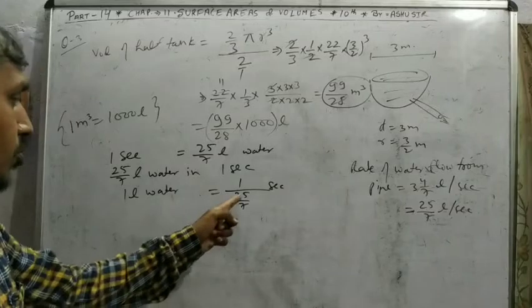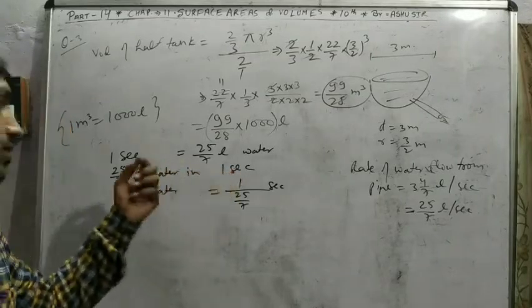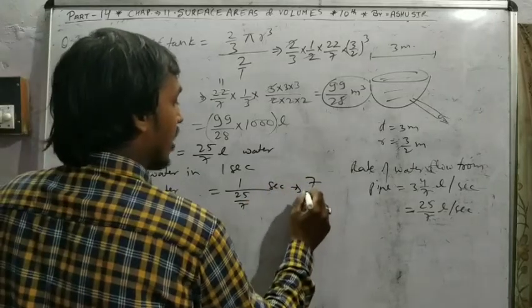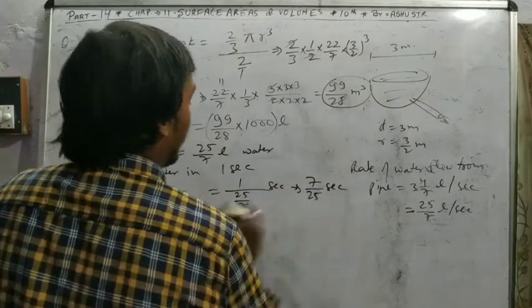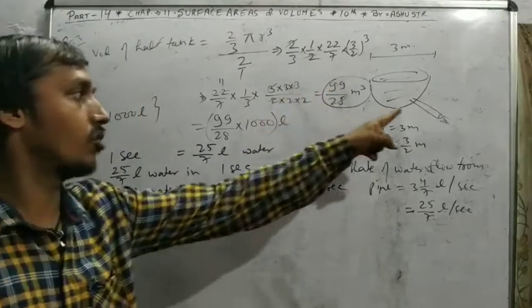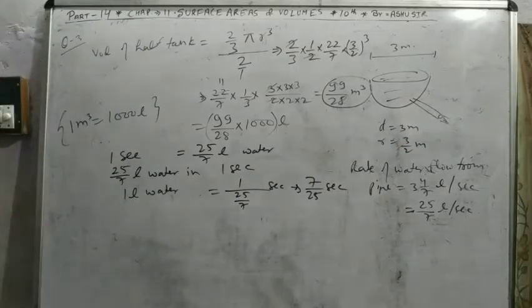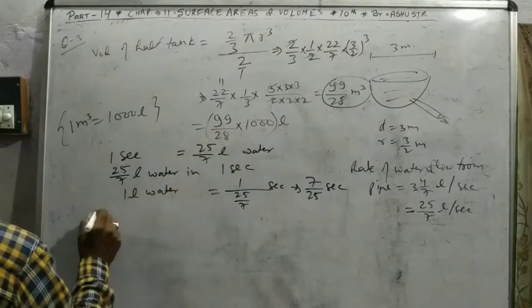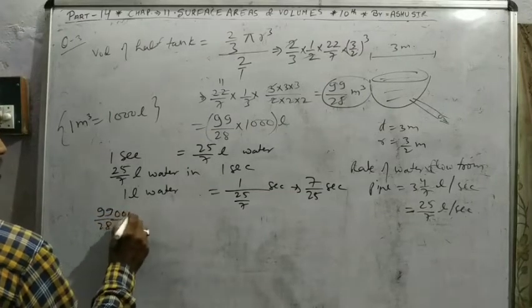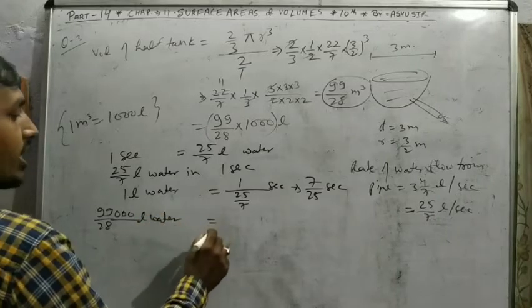That's a reciprocal. Just like if 25 chocolates cost 1 rupee, 1 chocolate costs 1 by 25. So we can write 7 by 25 second, which means 1 liter of water moves out from this pipe in 7 by 25 second. So we want this many liters: 99,000 upon 28 liters of water, taking time.